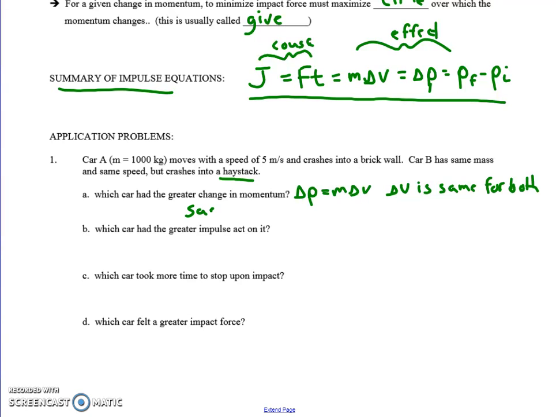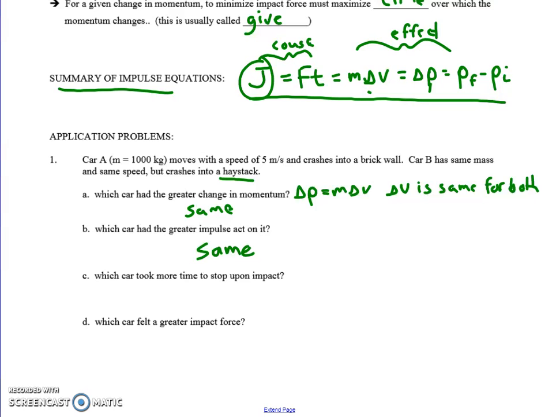So which car had the greater impulse acting on it? Impulse is right here. Well, what do I compare it to? Well, I don't know anything about F and T yet. Do I know anything about m delta V? Oh yeah, we just talked about that. So m delta V was the same for both, so it feels the same. Both cars get the same impulse because they had the same change in momentum.